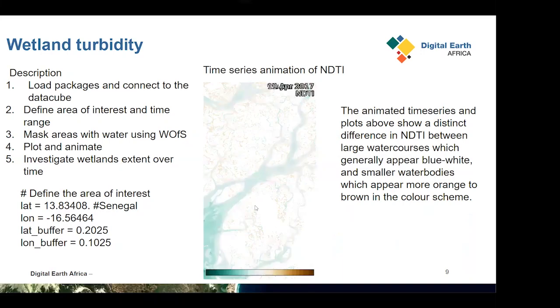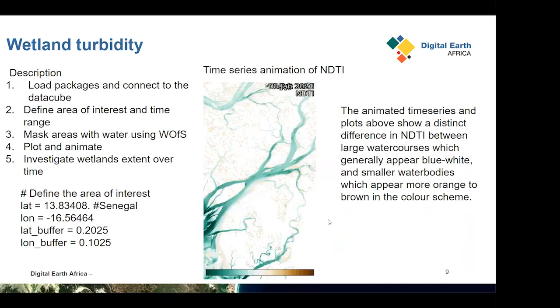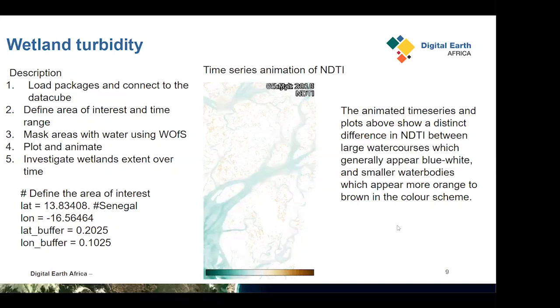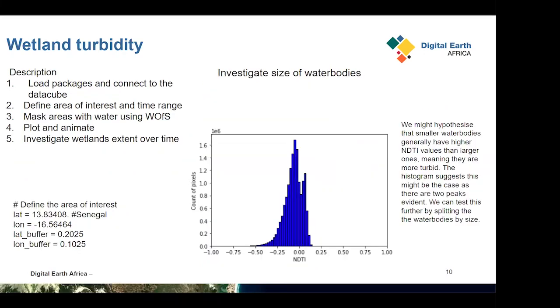And you can produce an animation, a kind of time series showing us the evolution of water turbidity over time. And of course, we see these large areas are still clearer compared to those small areas, meaning that small water courses might be turbid compared to large areas. And we can investigate the hypothesis.